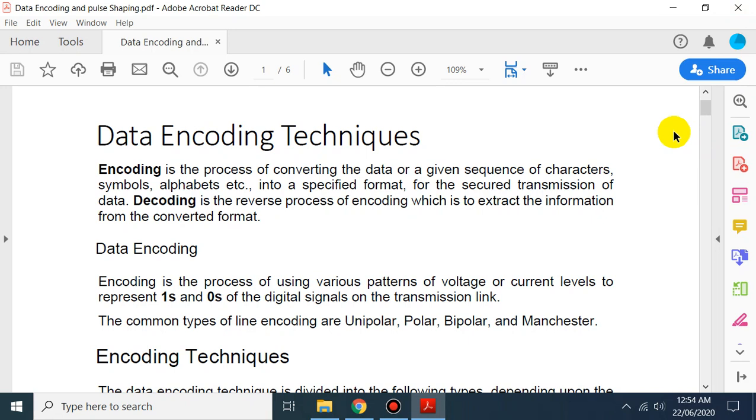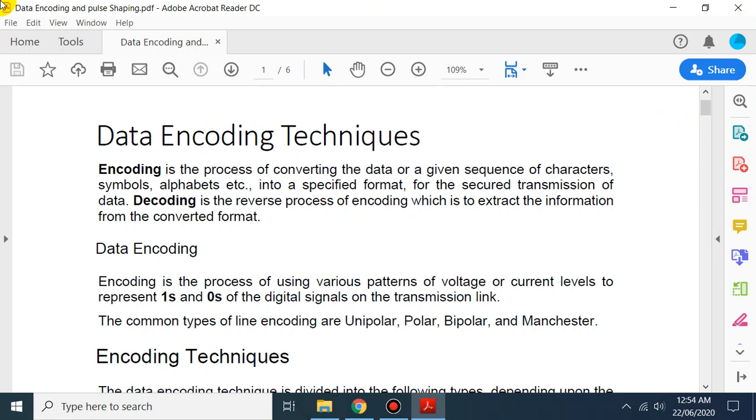Now, as far as encoders or decoders are concerned, you have studied the basic encoding and decoding techniques or circuits in the digital logic design course. Now we're going to study some techniques that we're going to use in digital communication.